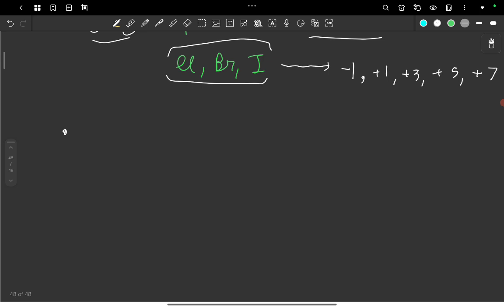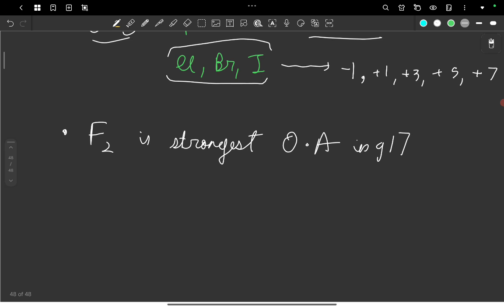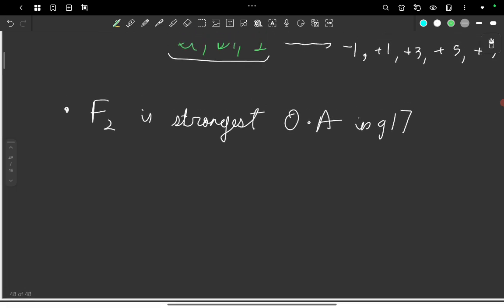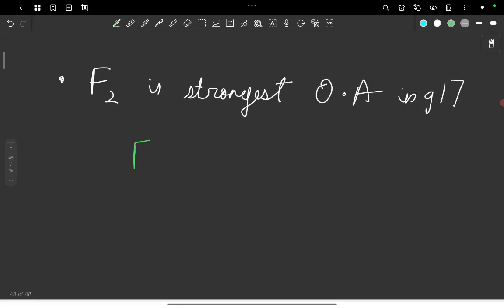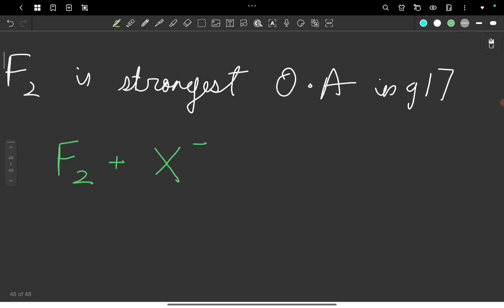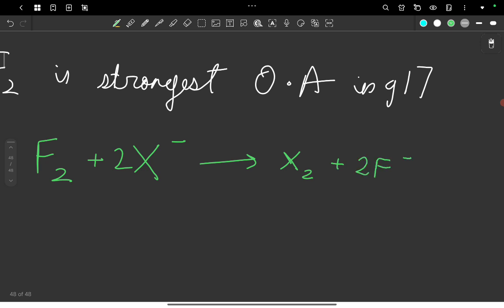Another point is that fluorine is the strongest oxidizing agent in group 17, and it can oxidize other halide ions in solution phase. What does this mean? If you put fluorine with a halide ion of any other element, be it chloride ion, bromide ion, or iodide ion, it can oxidize this ion into its own diatomic molecule plus two fluoride ions.